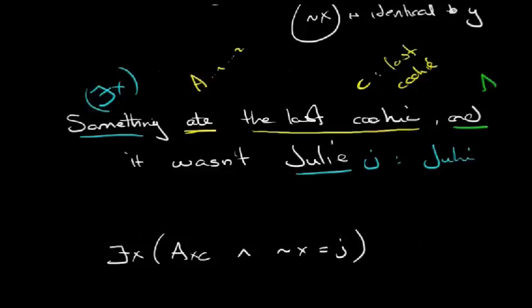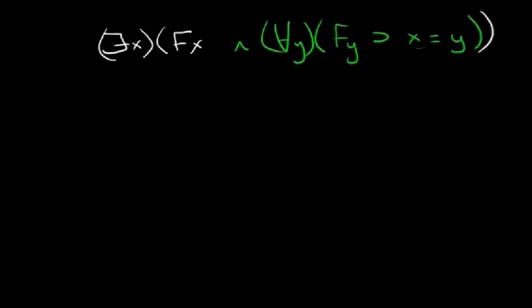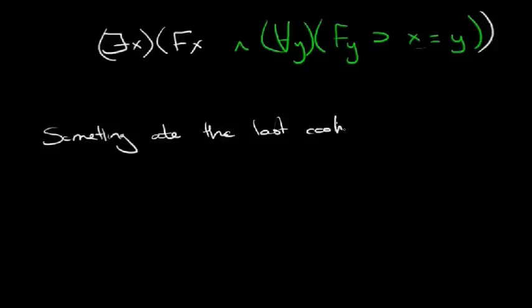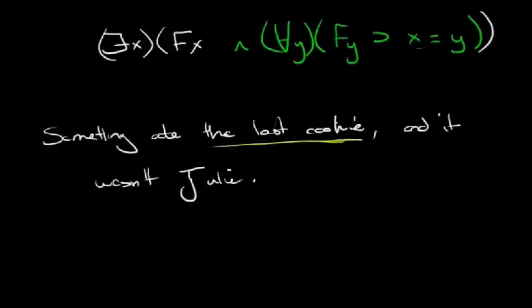So now let's rethink our "something ate the last cookie and it wasn't Julie", because initially I was going to use a quantifier for this, but then I changed my mind because we hadn't talked about identity and saying there's exactly one thing. Now let's have another look. So let's go down and say: something ate the last cookie and it wasn't Julie.